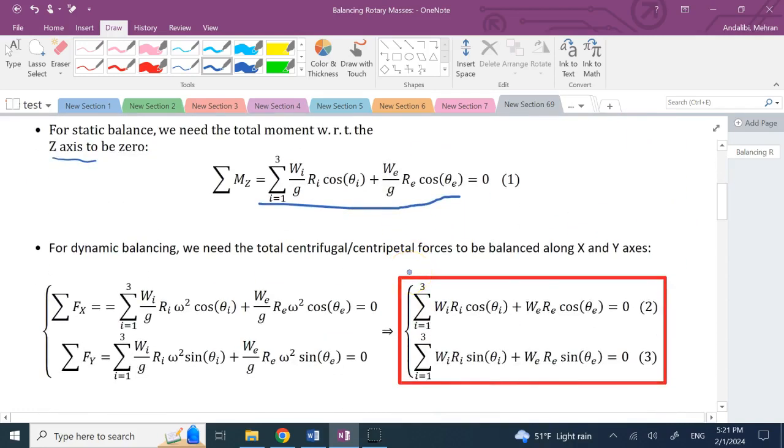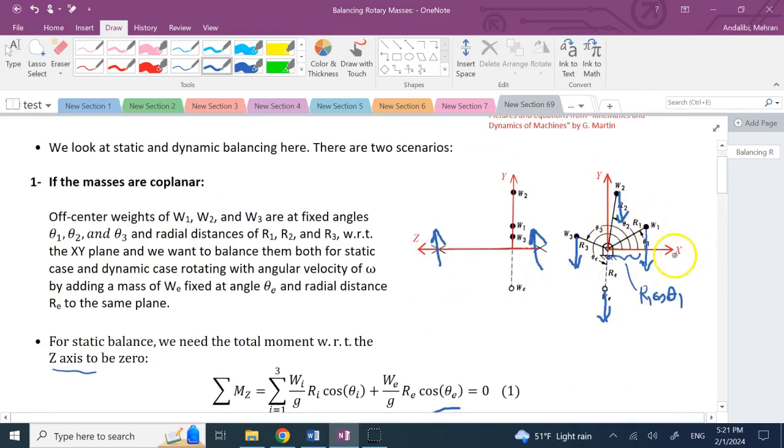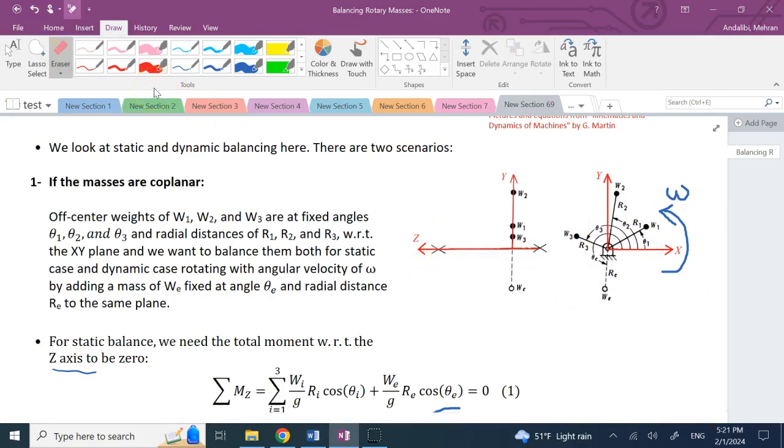Now, what about the dynamic scenario where everything, as I said, is spinning now with angular velocity omega? What condition do you need now? Well, in this case, we'll look at the centrifugal force, or equivalently the centripetal force. And for simplicity, we use centrifugal. Centrifugal is not a physical force, it's an imaginary force, but it's equal to centripetal, just in the opposite direction. So whichever one I use, it's not going to affect the final equations.